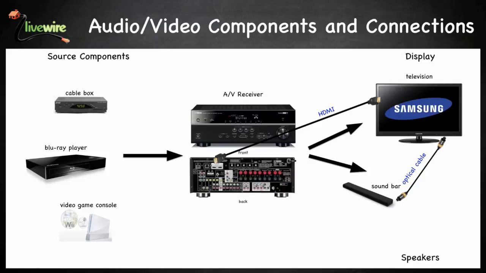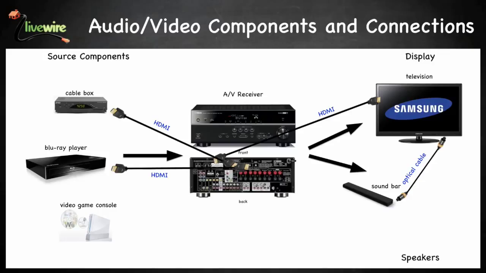We will connect the cable box, Blu-ray player, and Nintendo Wii to the receiver. For the cable box, we will run another HDMI cable from the HDMI output on the cable box to one of the HDMI inputs on the AV receiver. We will also run an HDMI cable from an HDMI output on the Blu-ray player to a different HDMI input on the AV receiver.